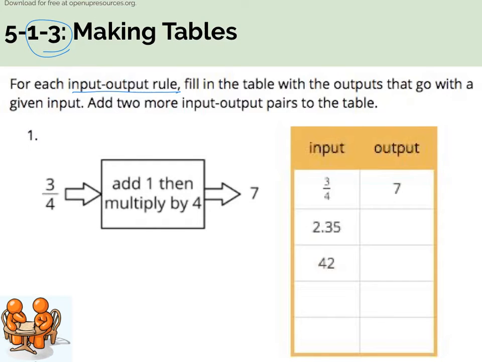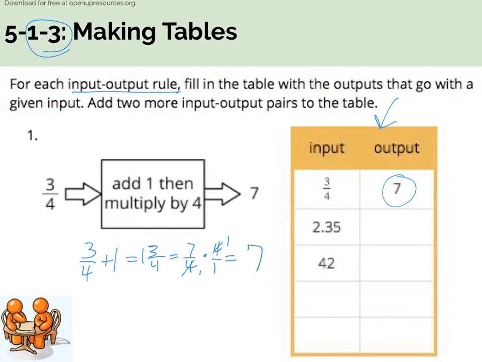For each input-output rule, that's what we're going to call this for right now, we're going to fill in our table, that's this over here, with the outputs that go with a given input. Then you're going to add your own to the table. So here's an example. The first one, your input is 3/4. The rule says to add 1 and then multiply by 4. Well, if I add 1, that's going to be the same as 1 3/4, which is the same as 7/4. And when I multiply that by 4, or 4 over 1, I can simplify before I multiply, and I get an answer of 7. That's what I see over here in the output table.